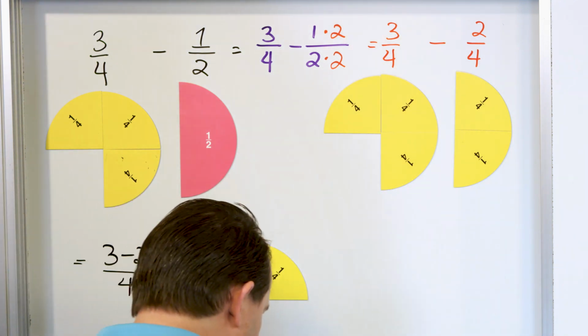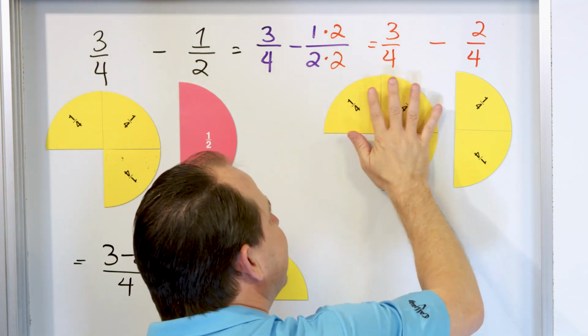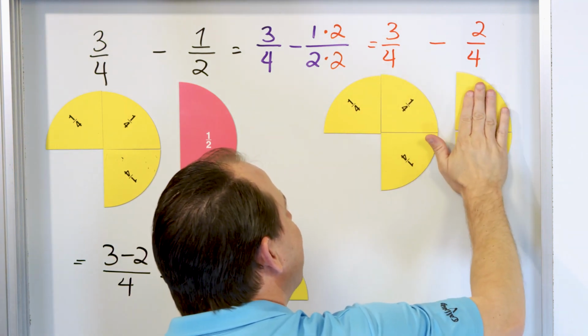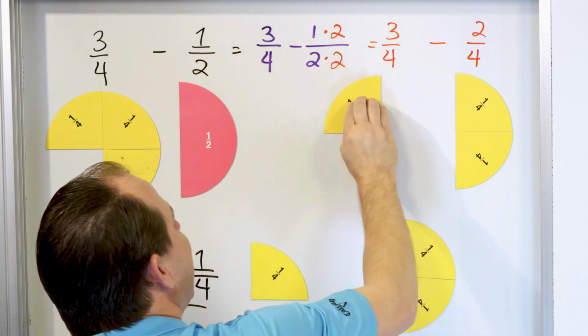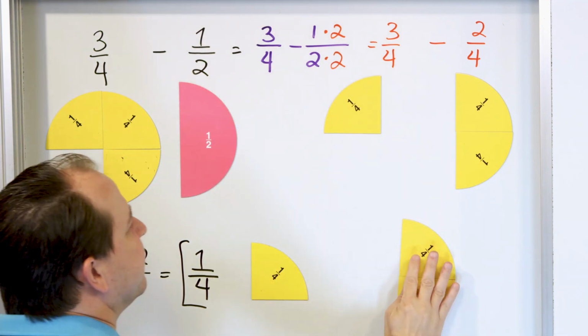And the reason it's 1/4 is because if you start with this much pizza and you're taking away 2 slices, this tells me how much I'm taking away. I remove it. What do I have left? 1/4, and that's why it is the answer.